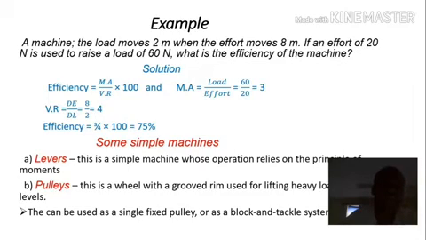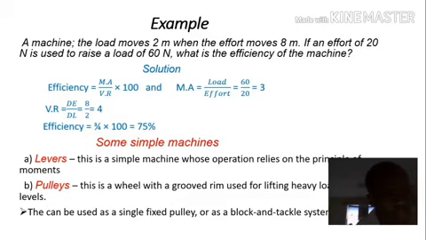The first one is levers. Levers are basically machines whose operation relies on the principle of moments. Recall the principle of moments in Form 2. We are told that the sum of clockwise moments must equal the sum of anti-clockwise moments.